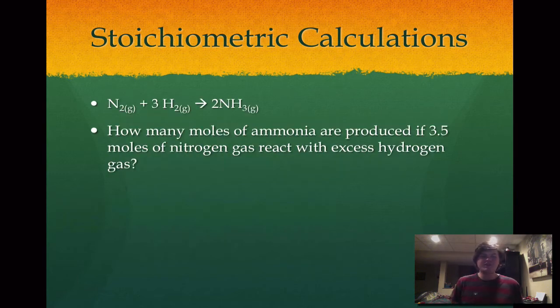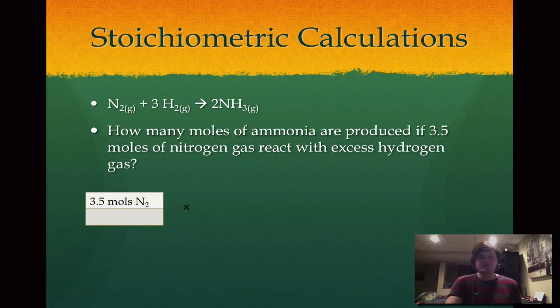So we are using the example of the creation of ammonia gas by combining nitrogen gas, 1 mole of it, with 3 moles of hydrogen gas. So the question here, using the same form as that generic expression we just talked through, how many moles of ammonia are produced if 3.5 moles of nitrogen gas react with excess hydrogen gas? Remember, since we have excess hydrogen gas, we need to focus on the value from nitrogen. So we start with 3.5 moles of N2.